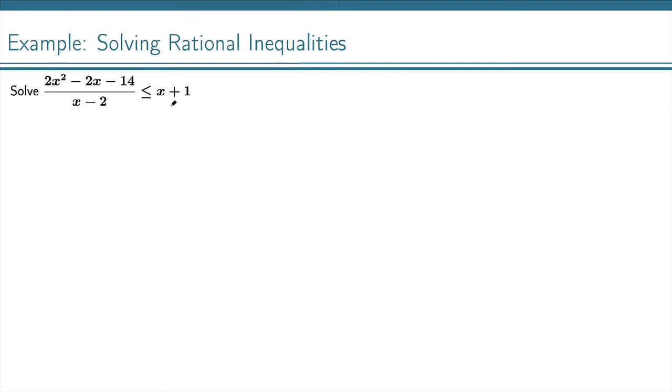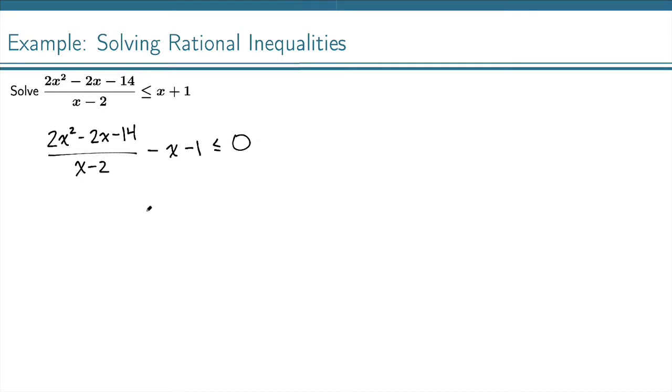Our first step is to get everything to one side of the equation, or the inequality, so that we have a 0. So we're going to subtract the x and the 1 over to the left side. So minus x and minus 1. That's less than or equal to 0.